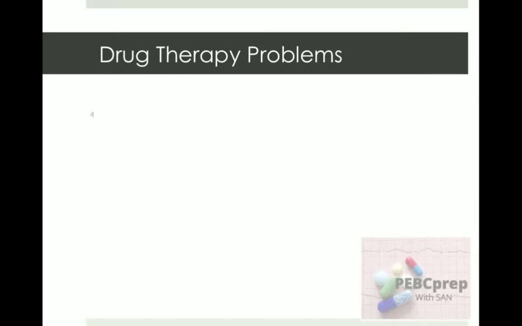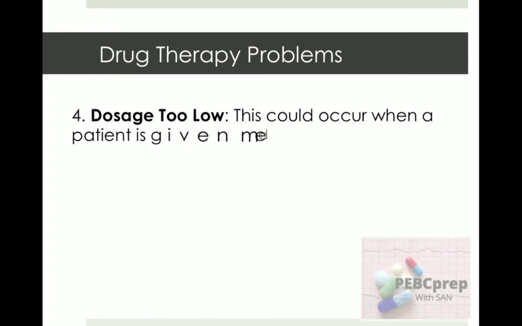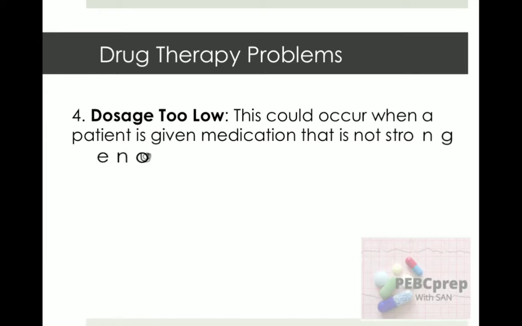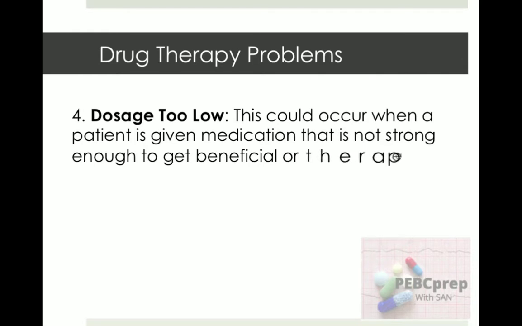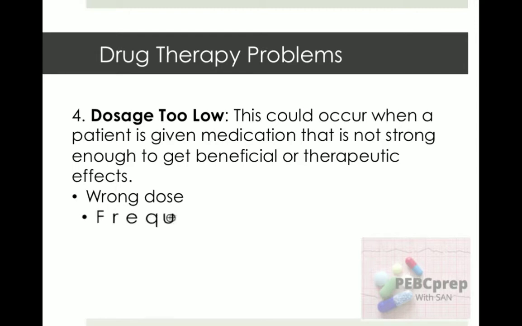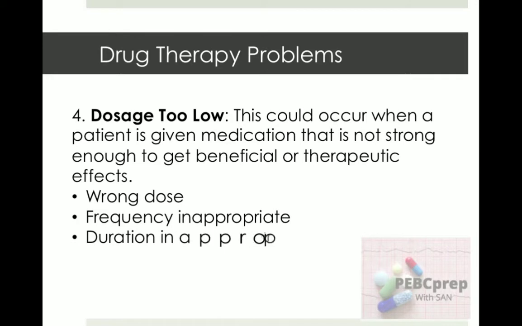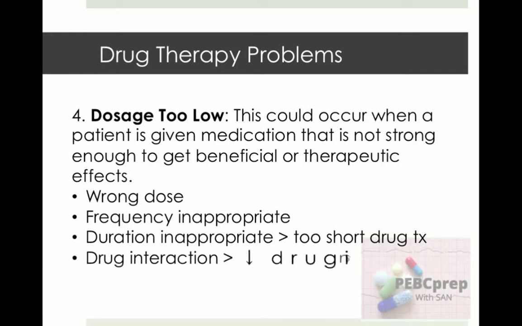The other category of drug therapy problem is dosage too low. This could occur when a patient is given medication that is not strong enough to get a beneficial or therapeutic effect. For example, wrong dose, frequency inappropriate, duration inappropriate, too short drug therapy, drug interaction that decreases drug in serum.